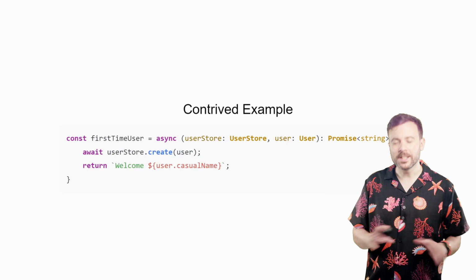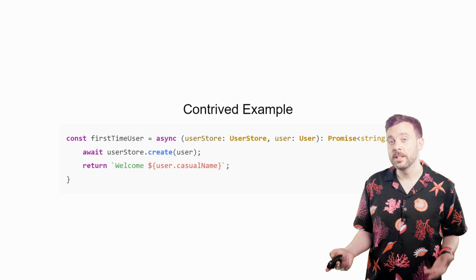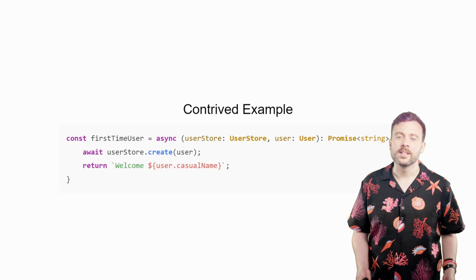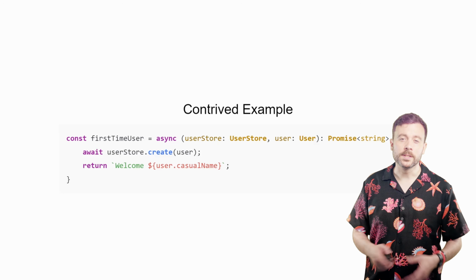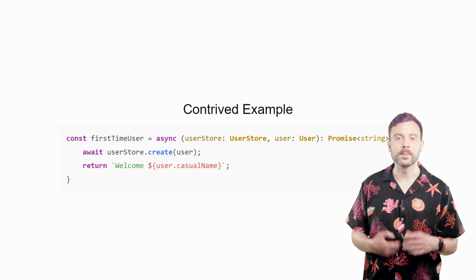Again, we're going to use our first time user function here. So this is super contrived, I know that it is. It's the first time we're seeing the user, so we're going to store them and then return a welcome message for them. This is not good, solid design. Don't worry about it. We're just doing this for demonstrative purposes.